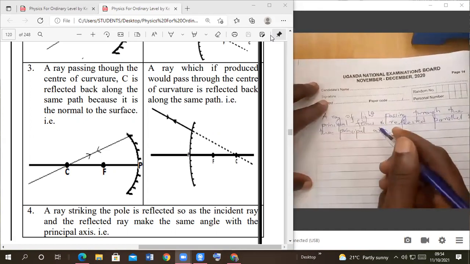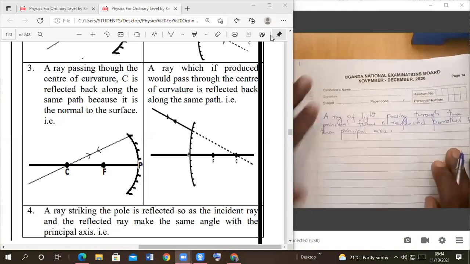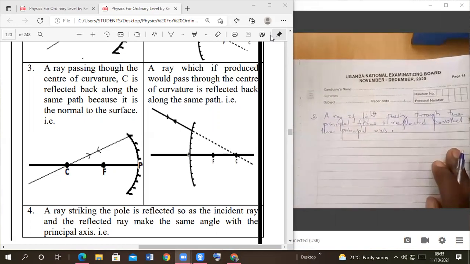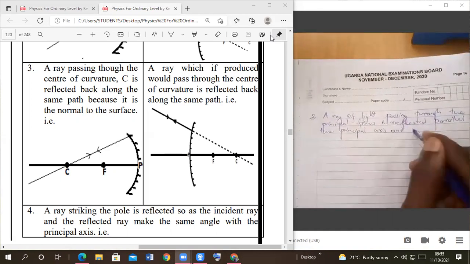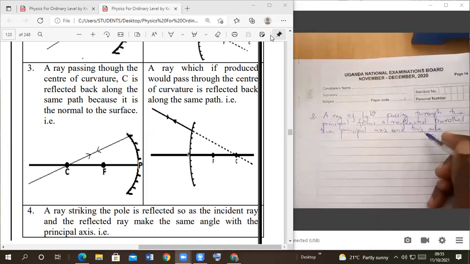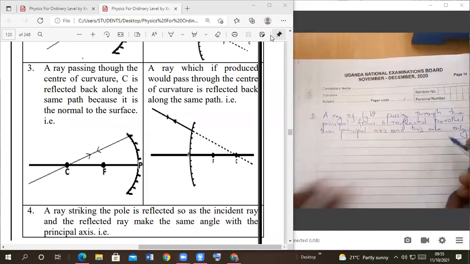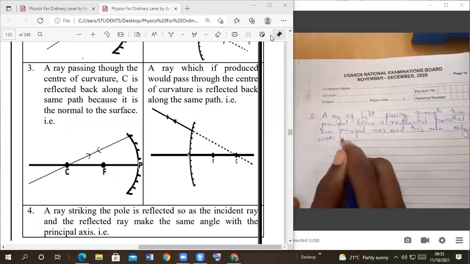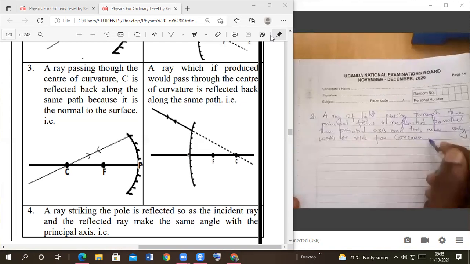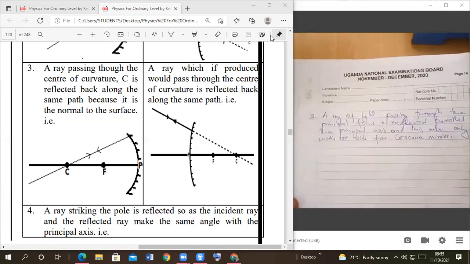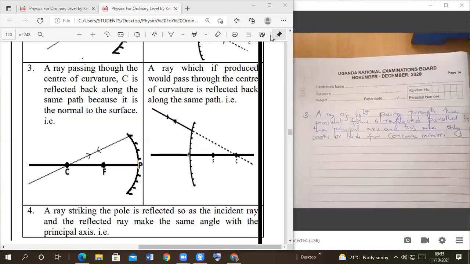Axis. Okay? Are you together? It's reflected parallel to the principal axis, and this rule only works or holds for concave mirror. Only for what? Concave mirror. Are you together?